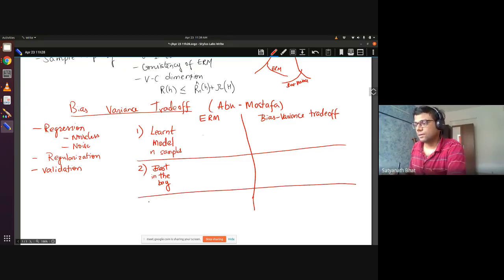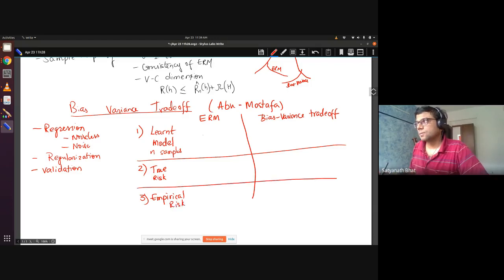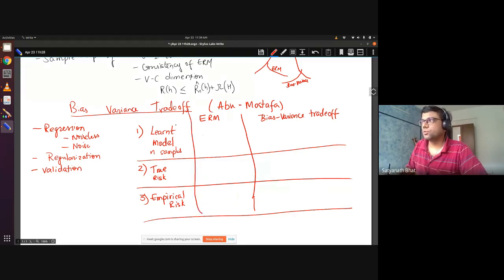Okay, let's not go about best in the bag. Before that, we need to understand true risk, then empirical risk. So what is the notation that we use for empirical risk minimization? H_n hat. H_n hat, right?